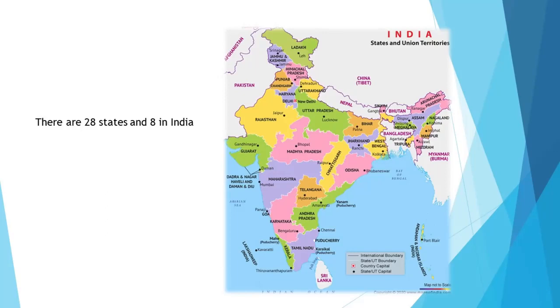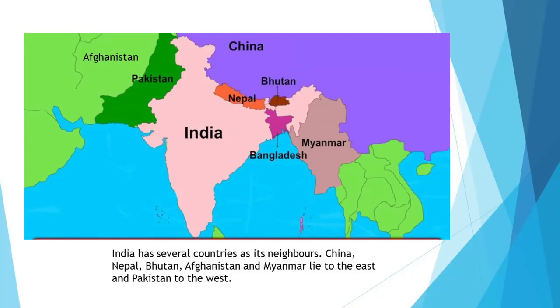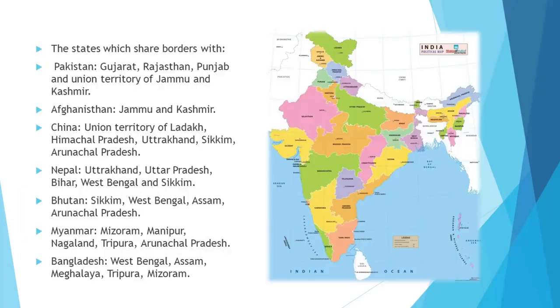India shares its land boundaries with Pakistan, Afghanistan in the northwest, China, Nepal, Bhutan in the north, and Myanmar and Bangladesh in the east. The states which share their border with Pakistan in the west are Rajasthan, Gujarat, Punjab, and the Union Territory of Jammu and Kashmir. The Union Territory of Jammu and Kashmir shares its northwestern border with Afghanistan too.